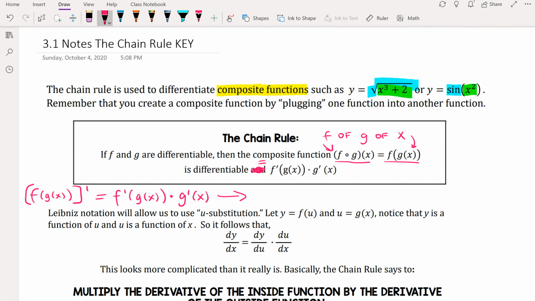We're going to write this rule. It's the derivative of the outside, leave the inside the same, times the derivative of the inside.